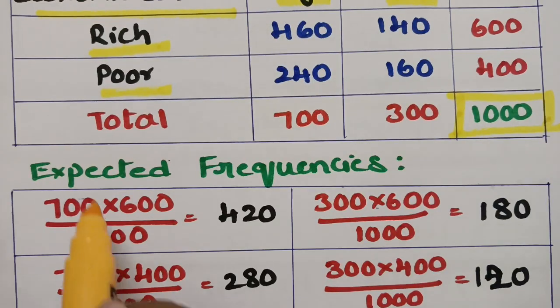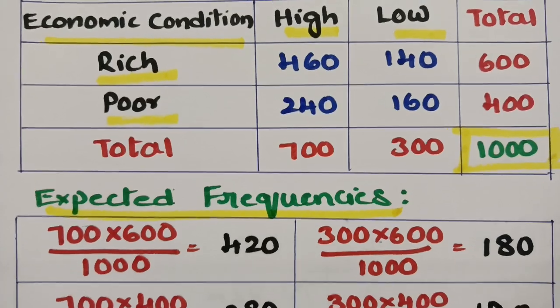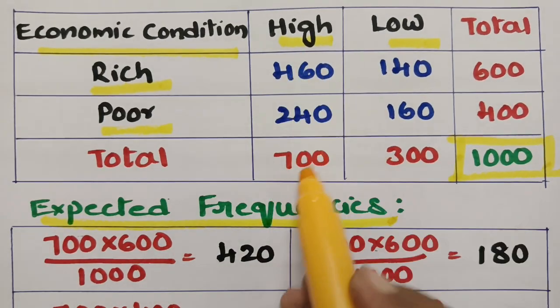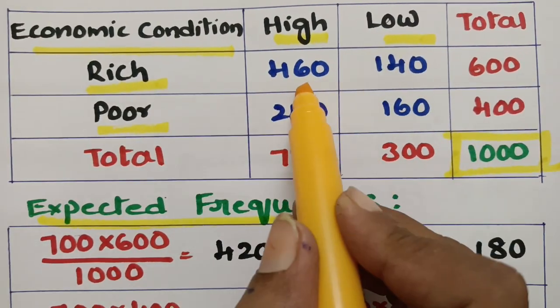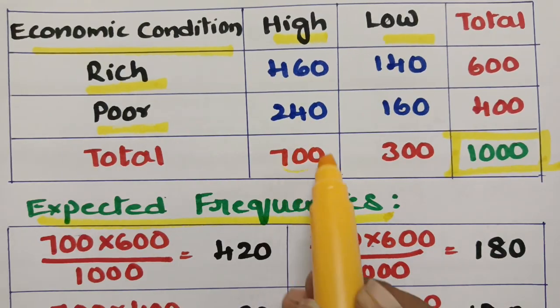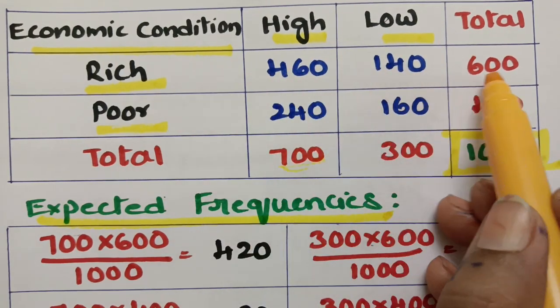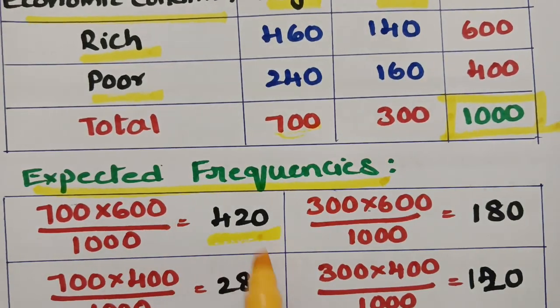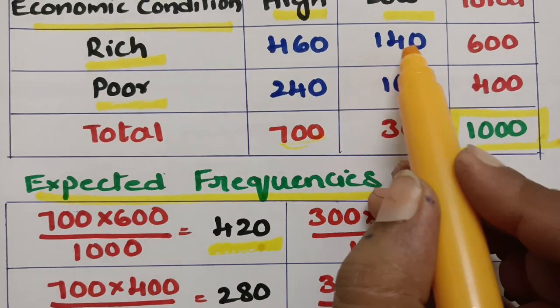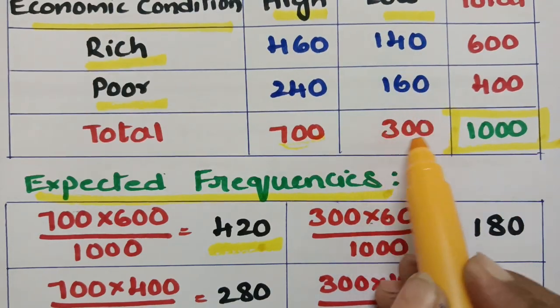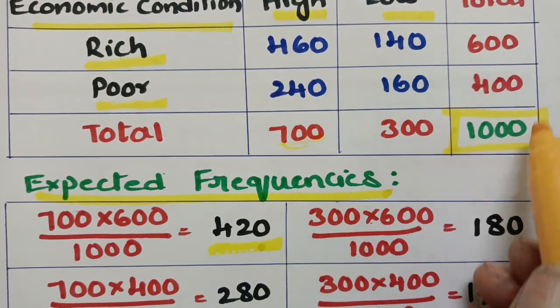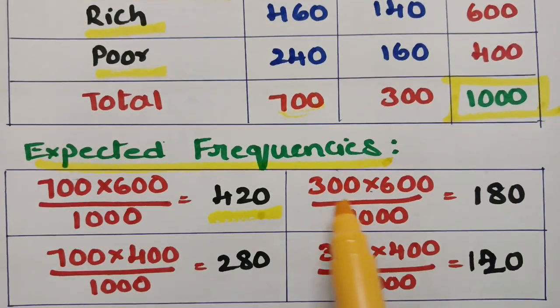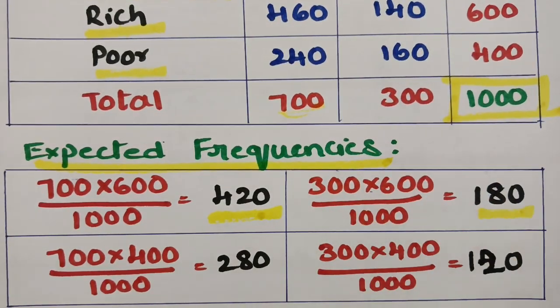For finding the expected frequencies, every time we have a formula, that is column total into row total by grand total. For this position, go with the column total 700, row total 600, divided by 1000. 700 into 600 by 1000, the value here is 420. And for this position also, go with the column total 300, row total 600 divided by the grand total 1000. 300 into 600 by 1000 is 180.